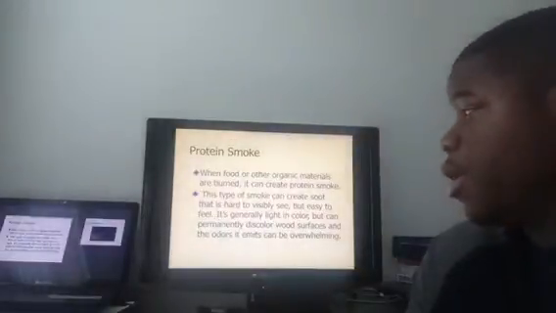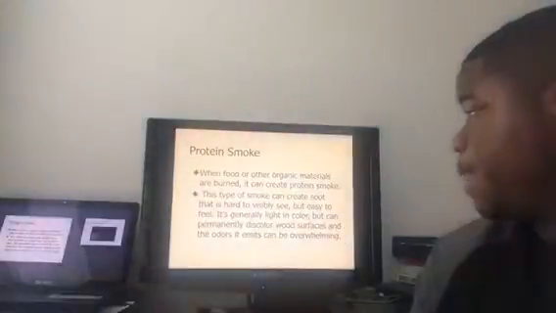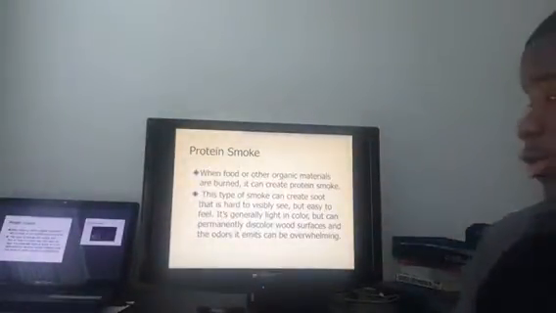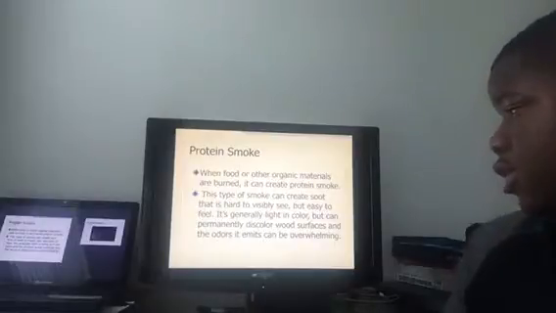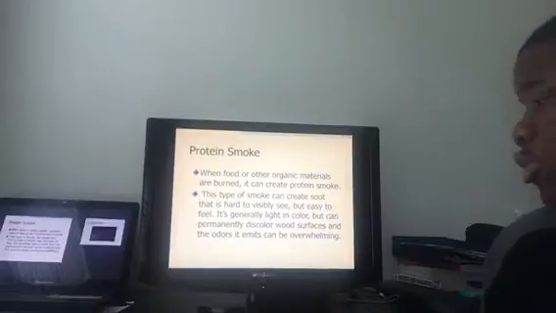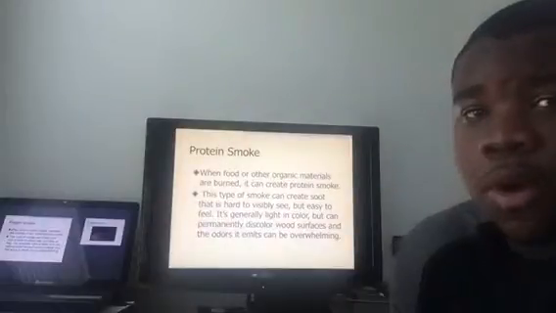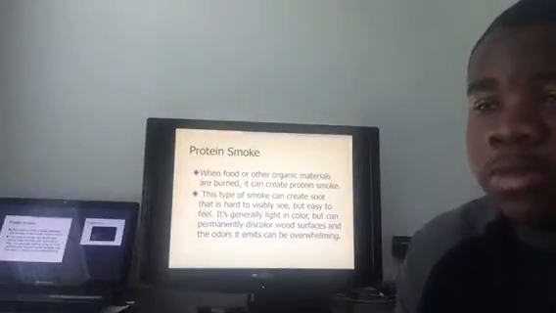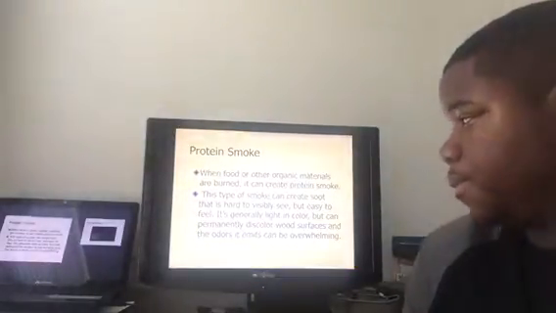Protein smoke. Protein smoke is when food or other organic materials are burned. This type of smoke can create soot that is very hard to see but easy to feel. It's generally light in color but can permanently discolor wood surfaces, and the odors it emits can be overwhelming. So, for example, if you're cooking burgers and you burn them, you're going to feel that burnt smell. That smoke is going to be really, really strong. So that's an example of that.